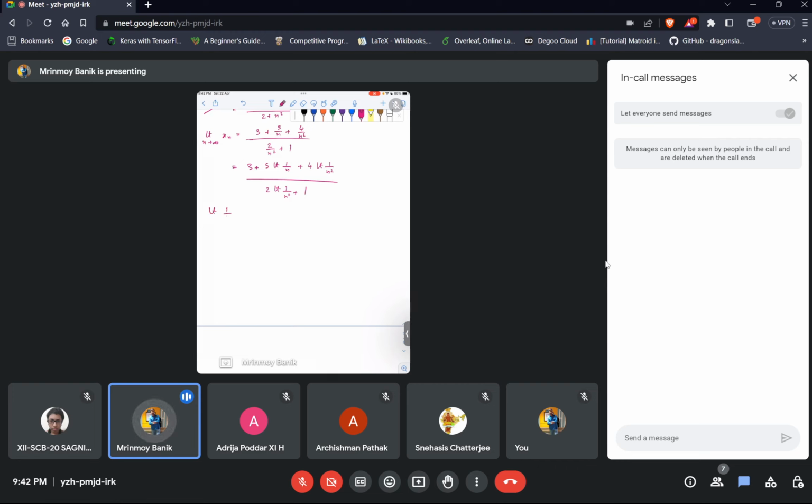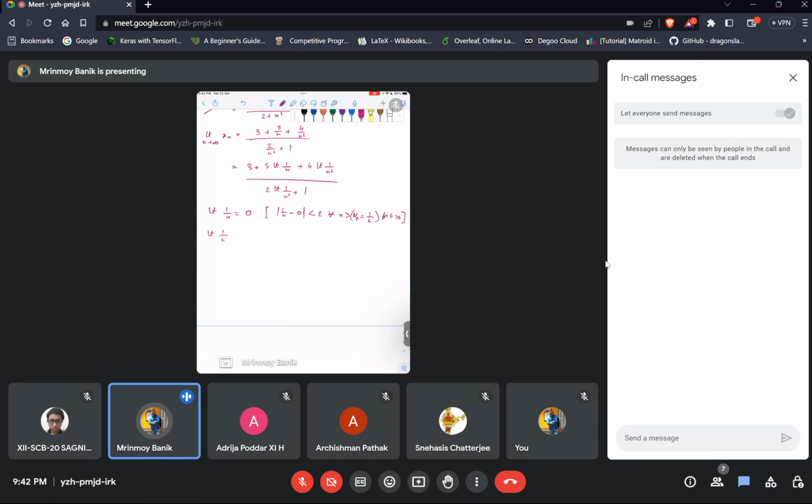Now the limit of 1 by n is, as you can see, obviously 0. If you want to show it from the basic principles, 1 by n minus 0 is less than epsilon for all n greater than capital N, so you can take capital N equals 1 by epsilon, for epsilon greater than 0.